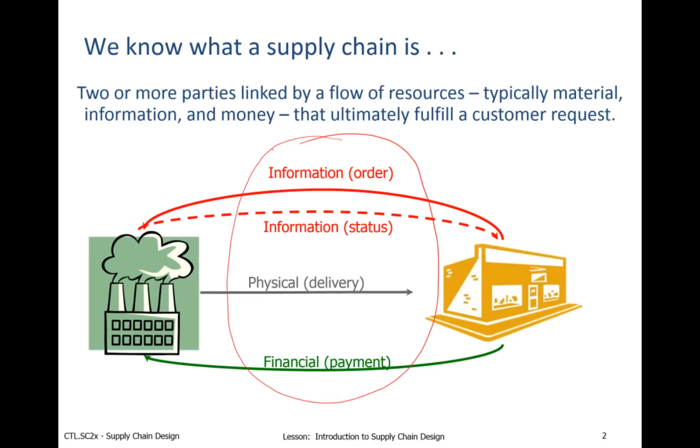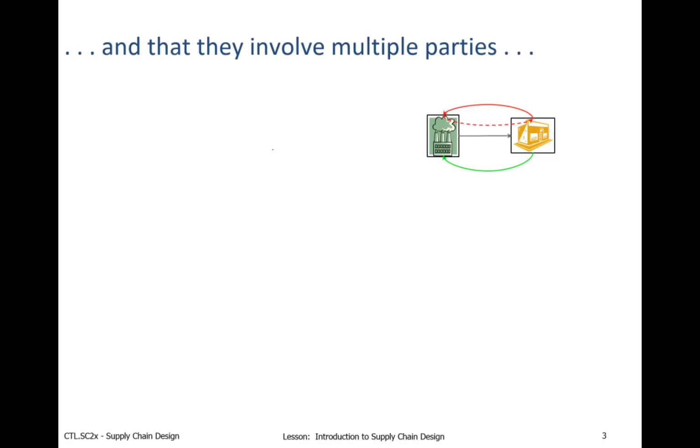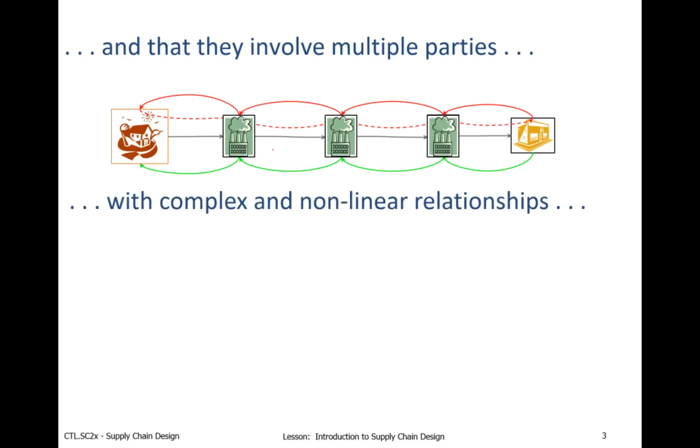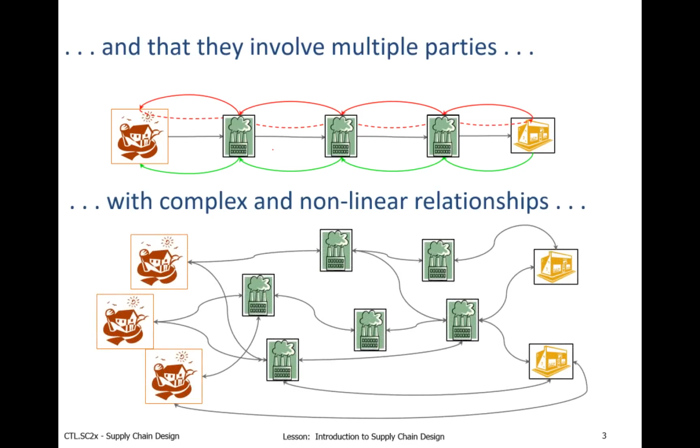So we know what a supply chain is, and we know that they involve multiple parties, not just a customer and a supplier, but usually that supplier's supplier and their supplier, all the way down to the raw materials. This is a linear relationship, but that's not that common actually. Most supply chains are very complex with nonlinear relationships, something like this, very ugly, where I have my customers over here and my raw material, but there are different manufacturers of components, and I have many cases where my main customer is also one of my primary suppliers.